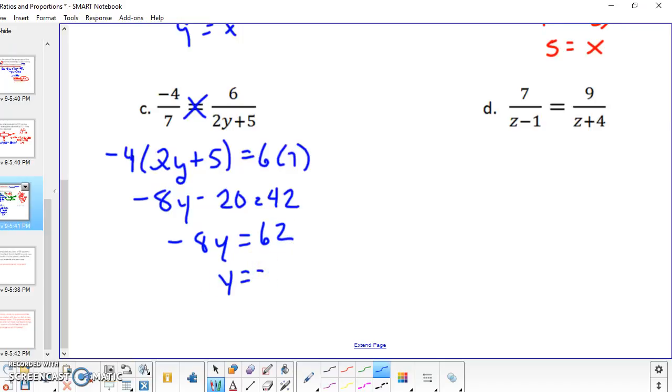And we get, if I remember right, 7.75. But let's double check that. 62 divided by negative 8 is negative 7.75.